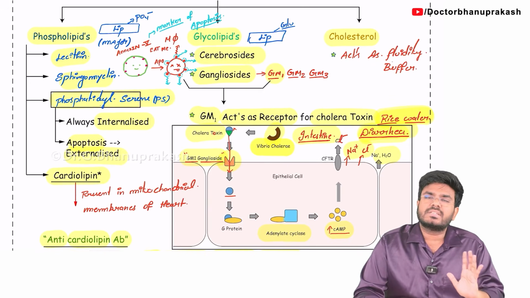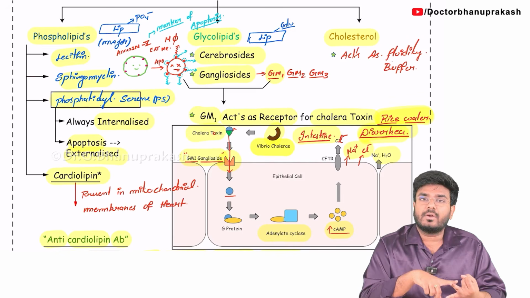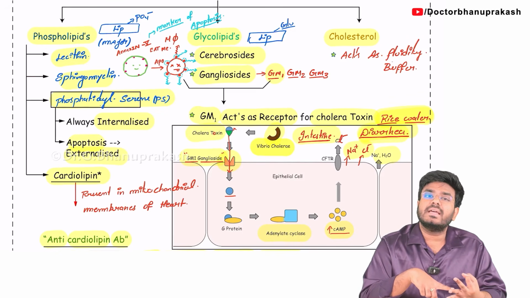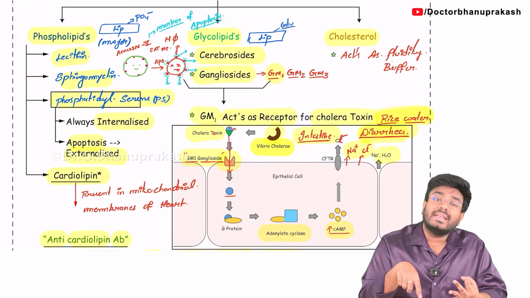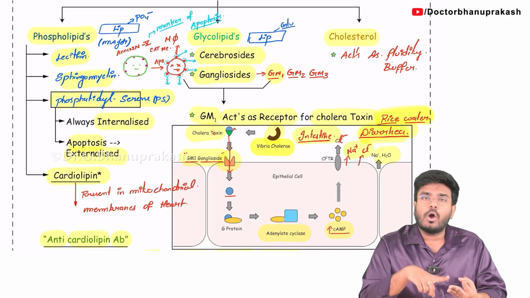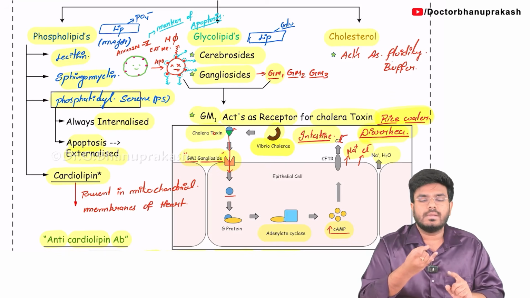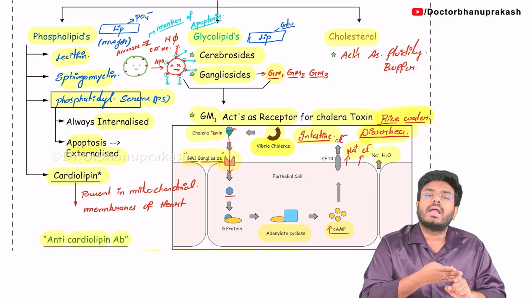Now just as a recap, how many types of lipids are there? There are three types of lipids: phospholipids, glycolipids, and cholesterol. Who is the fluidity buffer? Cholesterol. GM1 ganglioside acts as receptor for the cholera toxin. Cholera toxin acts via the cyclic AMP. What kind of diarrhea is going to be seen? Rice watery diarrhea. How many types of phospholipids do you know? There are phospholipids like lecithin, sphingomyelin, phosphatidyl serine, and cardiolipin.